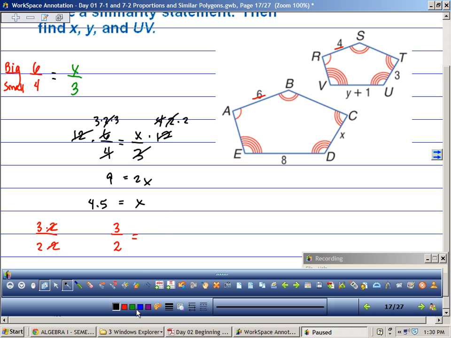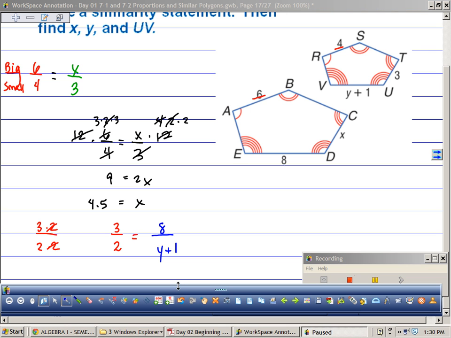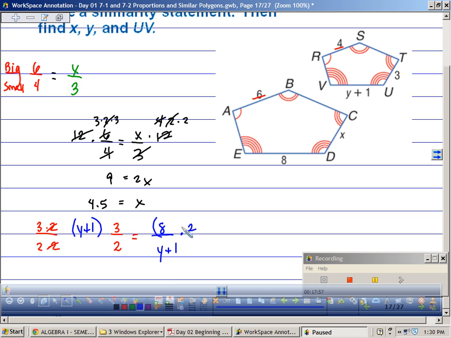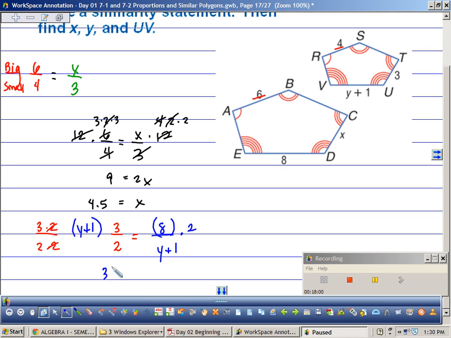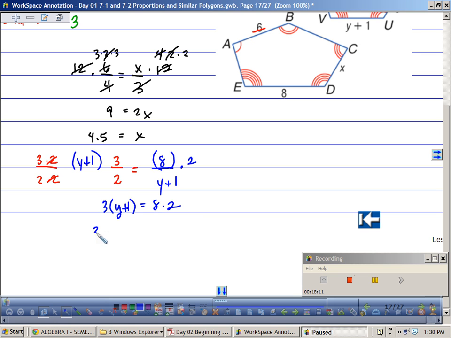And what's y? y plus 1 and an 8. Which one goes on top? 8 goes on top. y plus 1 goes on the bottom. Right? Multiply this side times 2, and this side times y plus 1. Gives us, there's no easy way to get rid of this, so it's just 3y plus 3 equals 16.